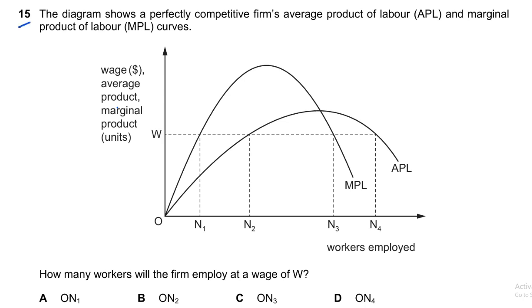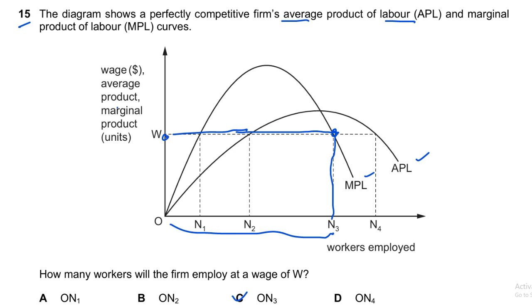Question number 15: the diagram shows perfectly competitive market average product and marginal product of labor curves. So this is average product, this is marginal product of labor. How many workers will the firm employ at wage rate W? If the wage rate is W, then the firm will employ this much amount of labor. So OM3, option C is the correct answer.